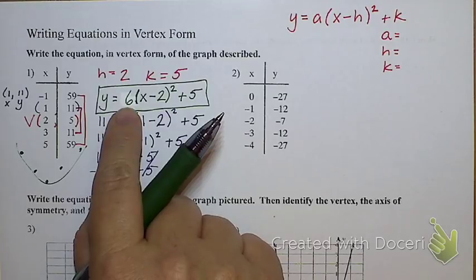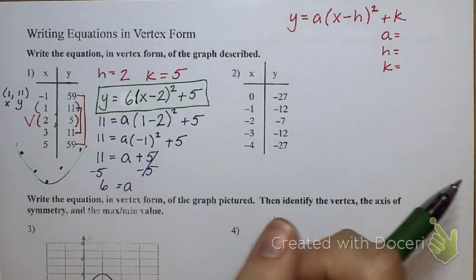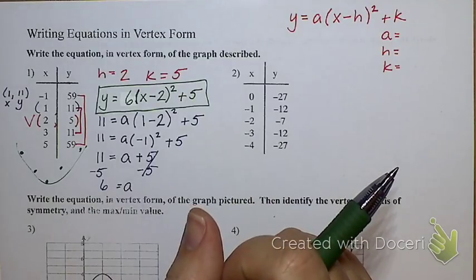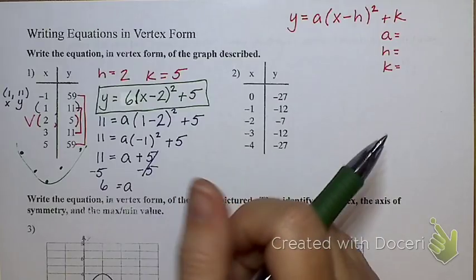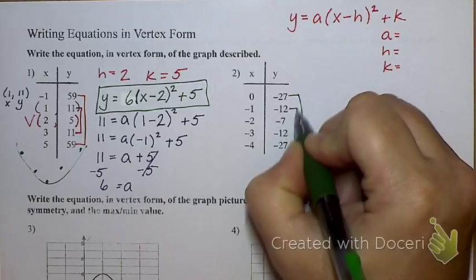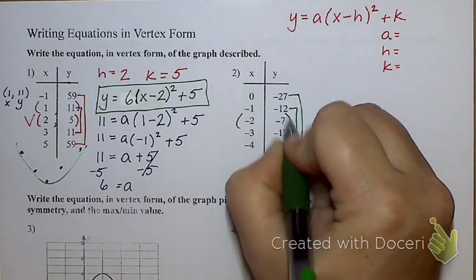My A value is positive because if I were to plot those points, I have something opening up. Okay? All right, let's try number 2. Do we have that mirror image thing going on? Yes. Yay! That means I have what here?